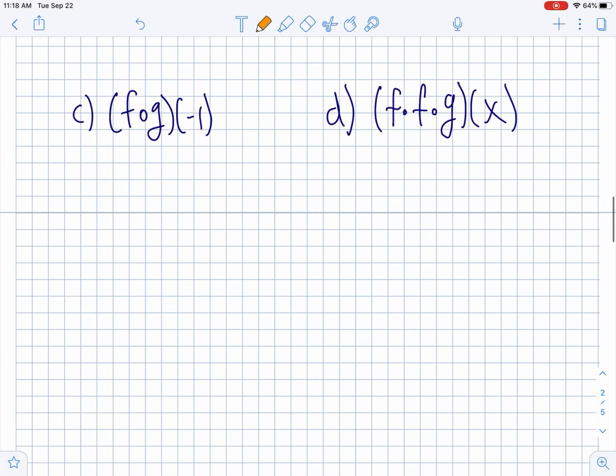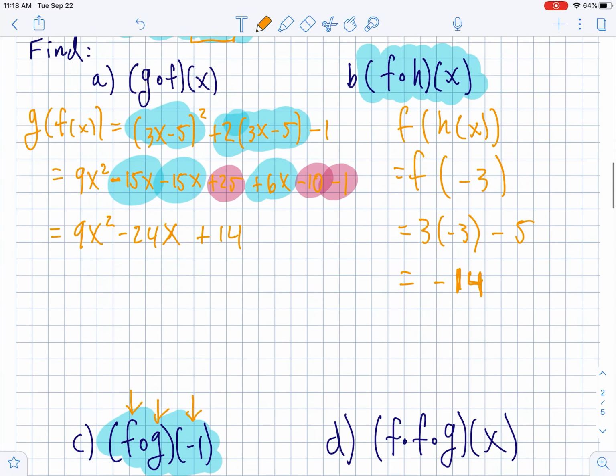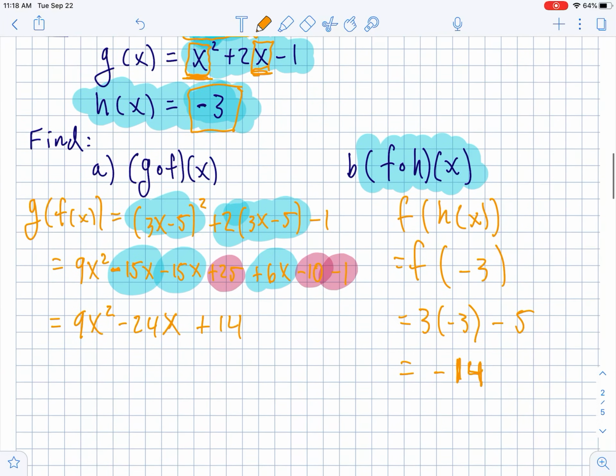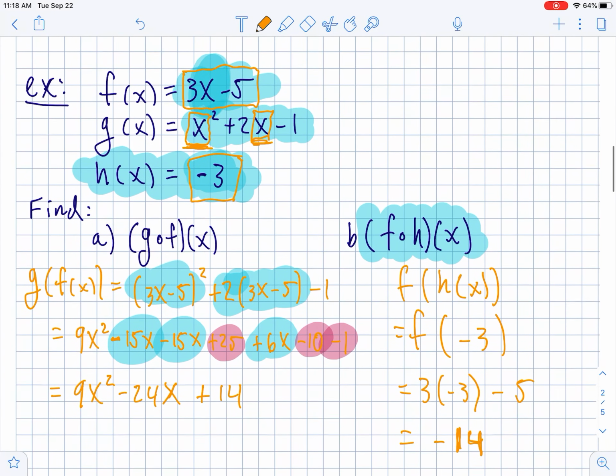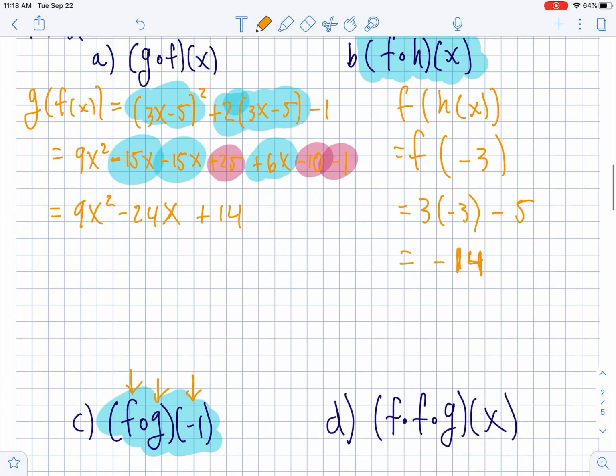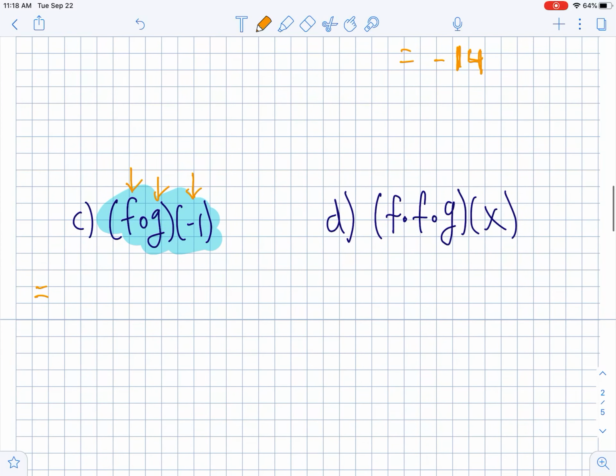Now, 2 more examples using those same functions. F of g of negative 1. What this means is putting negative 1 into g, then whatever that is, you're putting it into f. So, let's see if I can write this all in one line. G is x squared plus 2x minus 1. And f is 3 times something minus 5. So, it's going to be 3 times something minus 5.